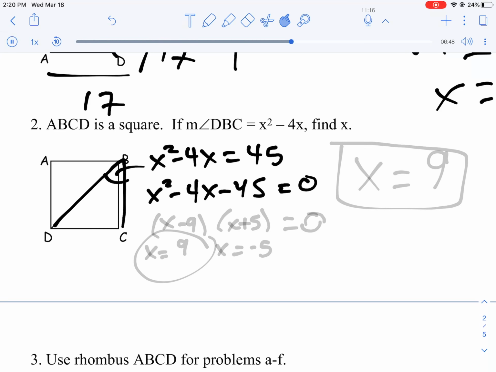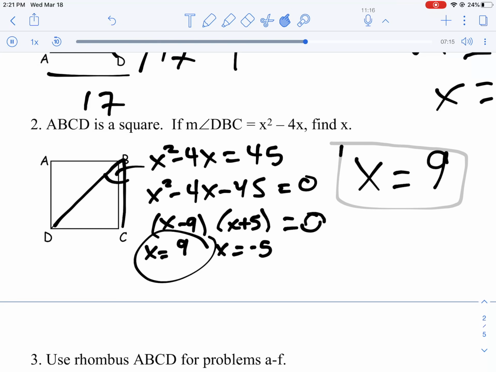And then we're going to have to factor. So what two numbers multiply to negative 45 but add up to a negative 4? Negative 9 and positive 5. So here x equals 9, here x equals negative 5. So which answer makes more sense? The 9. So x is equal to 9.